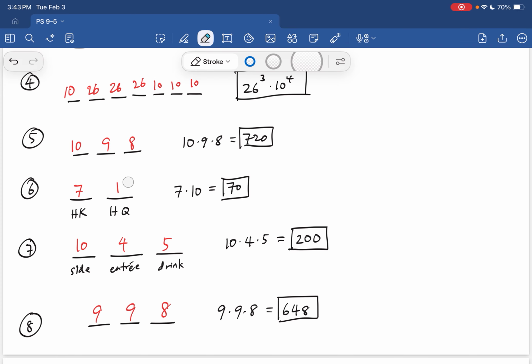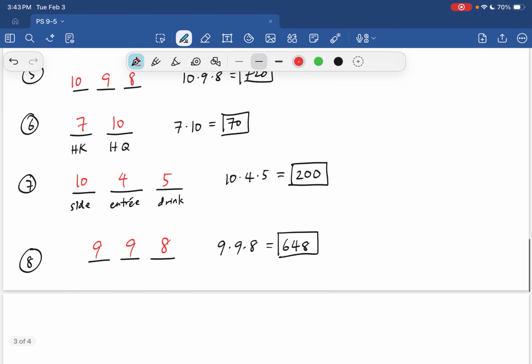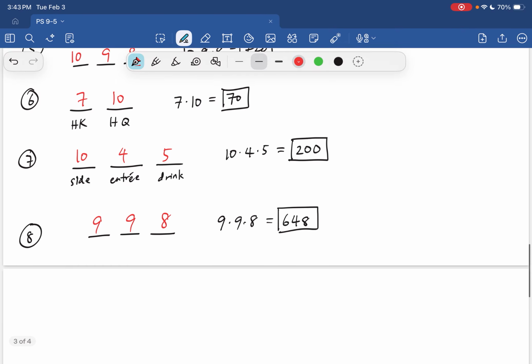Next one, for the Homecoming King and Homecoming Queen, I'll have 7 and 10 choices respectively. And so that's why the answer is 70. Pretty straightforward. Number 7 is also very straightforward. 10 choices, 4 choices, then 5 choices. And all the choices are independent, and so we multiply them, and we'll have 200 in total.